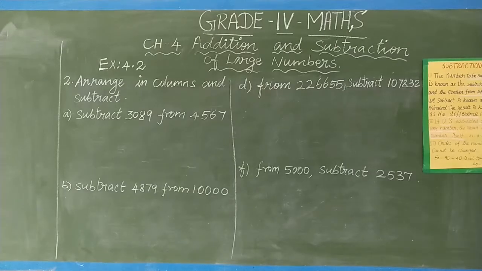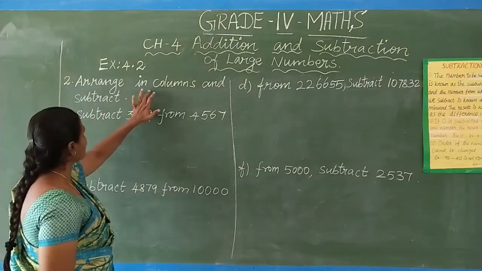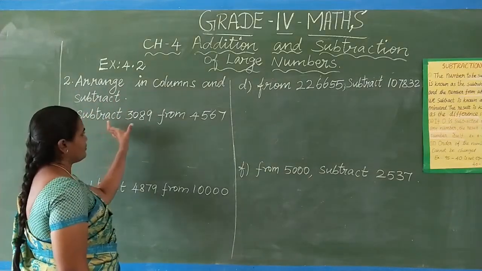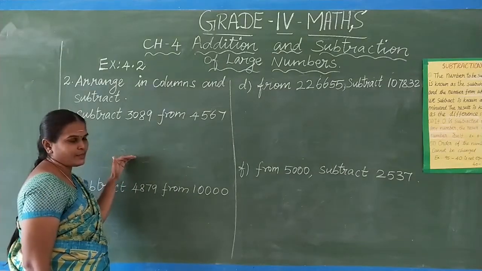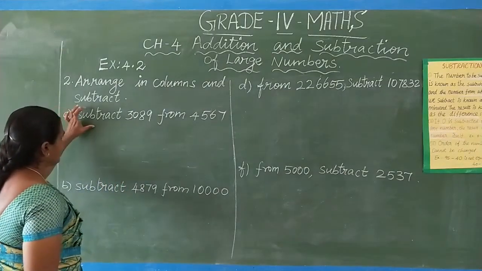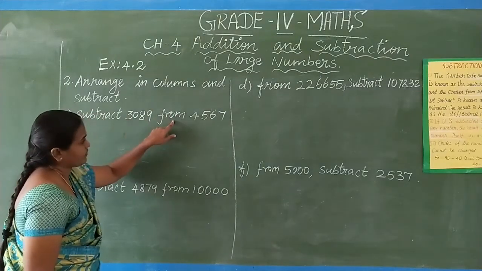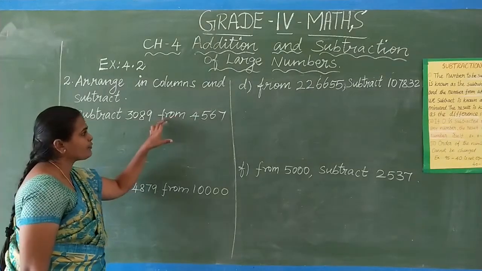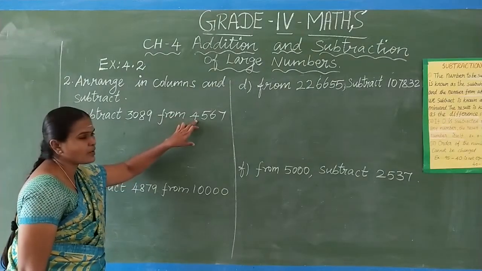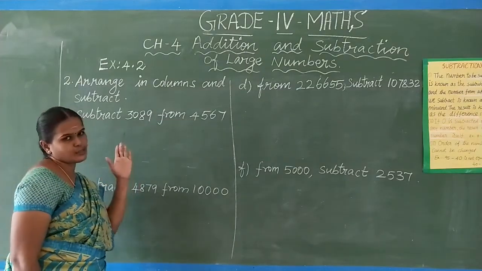Okay, now exercise 4.2, second one, arrange in columns and subtract. So here the number is given, you only arrange it column wise, then we want to subtract. Okay, a sum: subtract 3089 from 4567. So from means this number only comes first. Okay, then after subtraction means big number minus small number only.